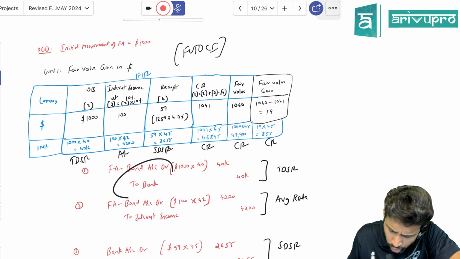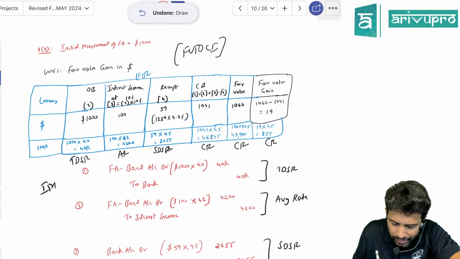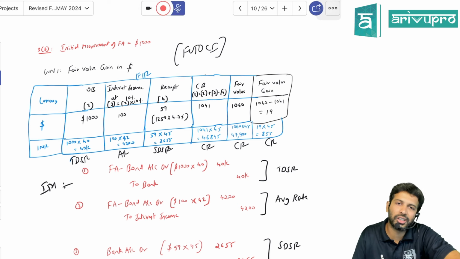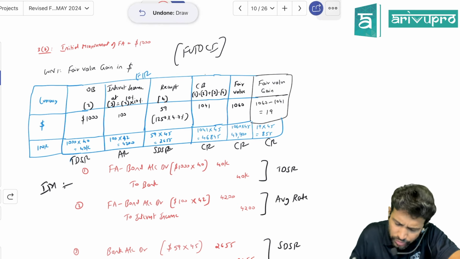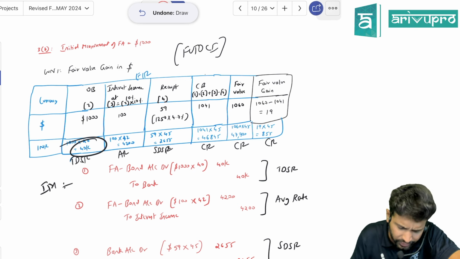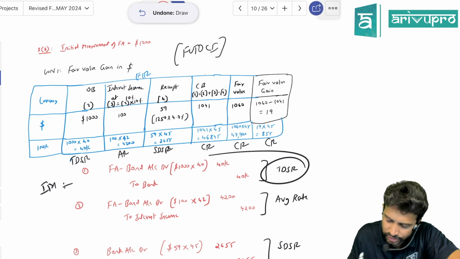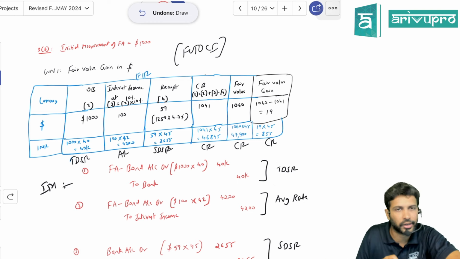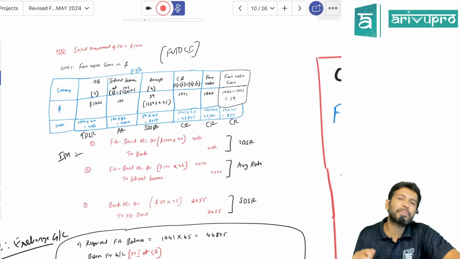First, when you purchase the bond, this is your initial measurement entry. When you purchase the bond, what is the journal entry? Sir? Financial asset bond account debit to bank account. Yes. So you purchased it for 1,000. We already converted it. How much? 40,000 rupees. So this is done using TDSR, the transaction date spot rate. Okay. Then subsequent measurement will start.